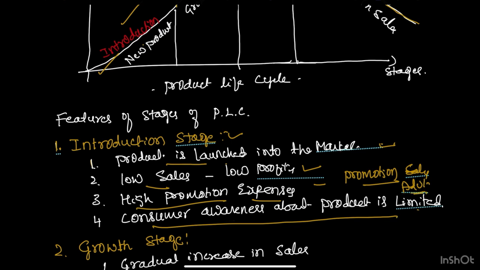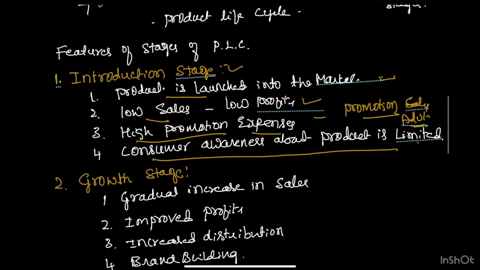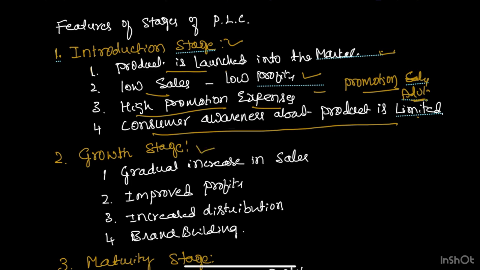This happens because the customer is not aware about the product. The awareness of the product is very limited. Therefore, the manufacturer finds it difficult to attract the customer, and he has to spend more on promotion through dealers, through retailers. He has to create awareness about the product. That he has to do in the introduction stage. In the second stage, the growth stage, there will be a gradual increase in sales because the manufacturer has taken a lot of effort to create awareness about the product. So gradually you can find an increase in the sales, and there will be an improvement in your profit position also.